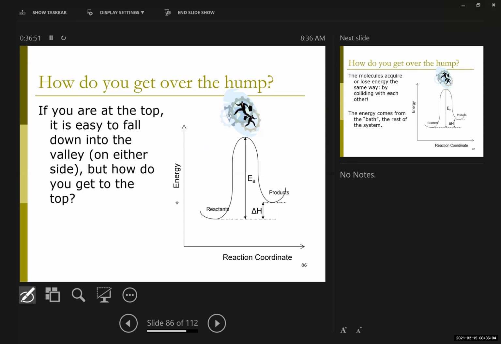Professor? Yes. I have a question. So, what exactly is forming this barrier? Like, what does the activation energy go into? And why is there a barrier there?